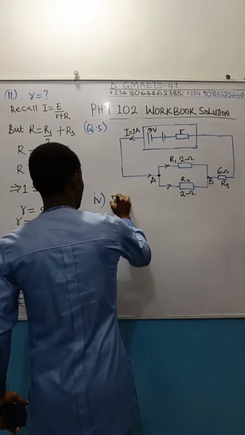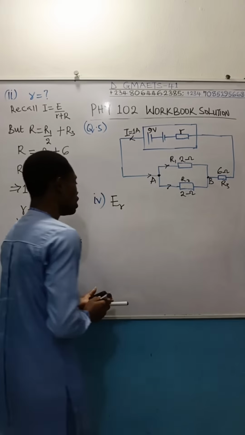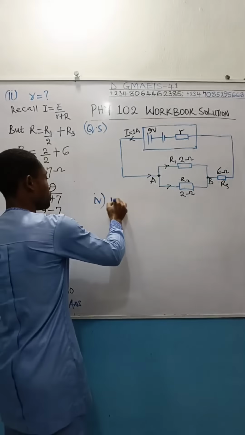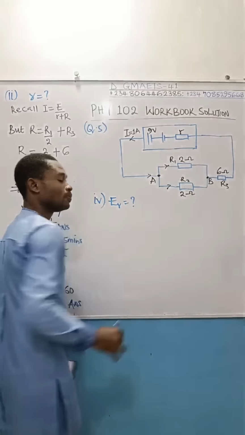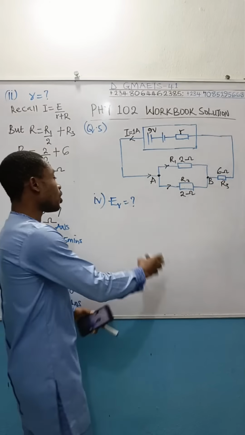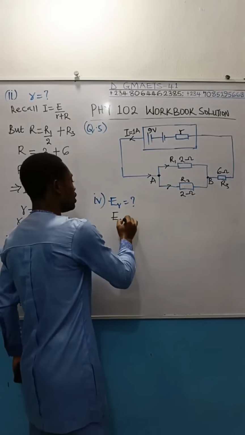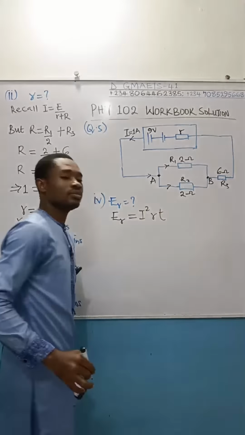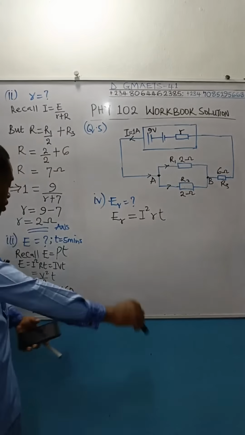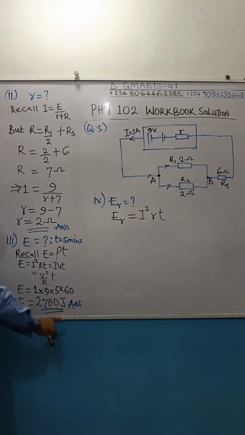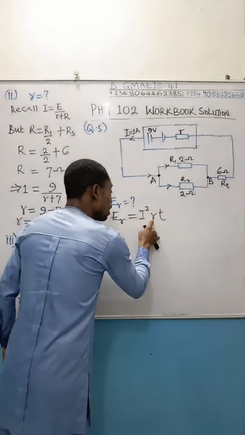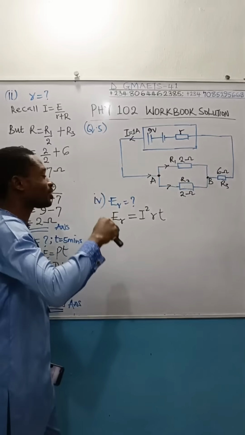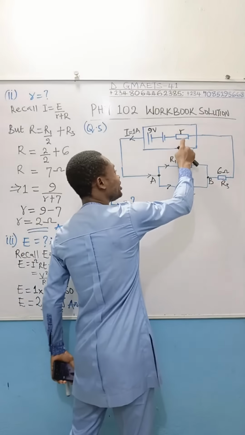So energy dissipated in the internal resistance, permit me to use E subscript R. That's what we are calculating. We don't know it, so the formula is simply going to be E subscript R equal to I squared rT. Good. In this case, the resistance value you're meant to use is that of the internal resistance, because you were asked to calculate the energy dissipated in the internal resistance.